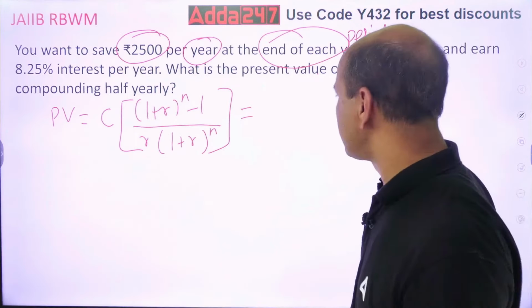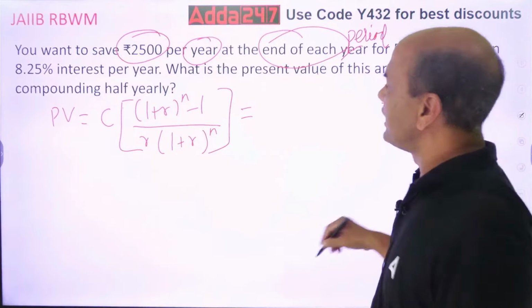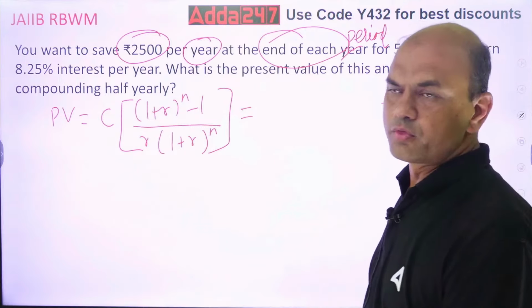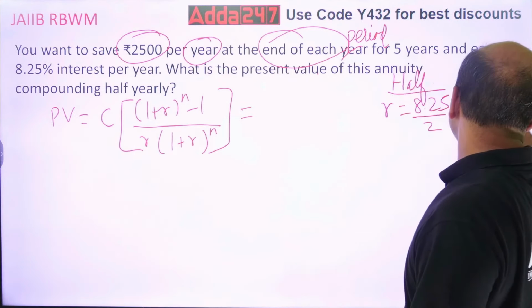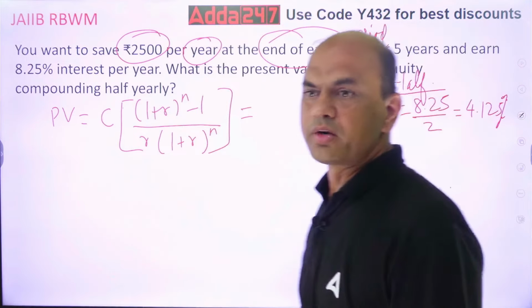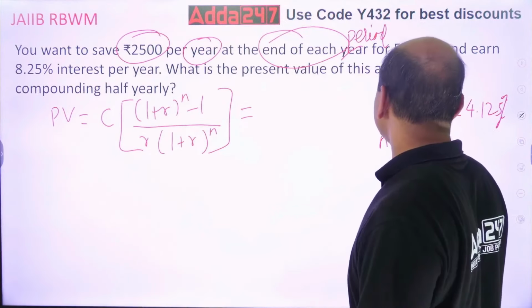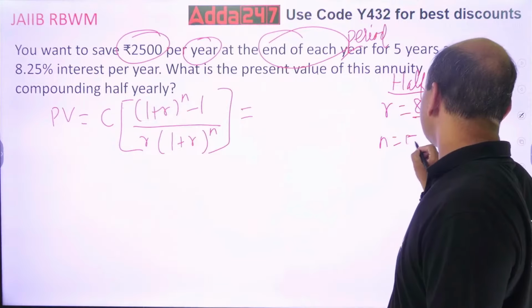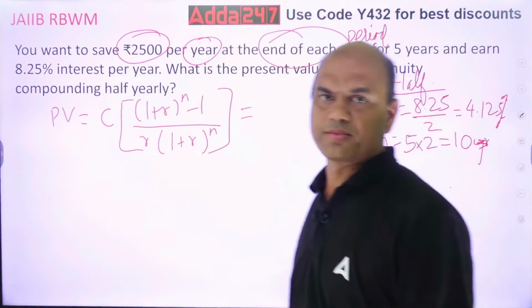Compounding half yearly means what? Whenever you have half yearly, everything is half. R is halved. What is R given? 8.25. So 8.25 upon 2 is 4.125%. But n is reverse. Whenever you divide r by something, multiply n by the same number. So n is given as what? 5 years. So 5 into 2, that is 10. Not 10 years, 10 periods you can call it. It's not 10 years.